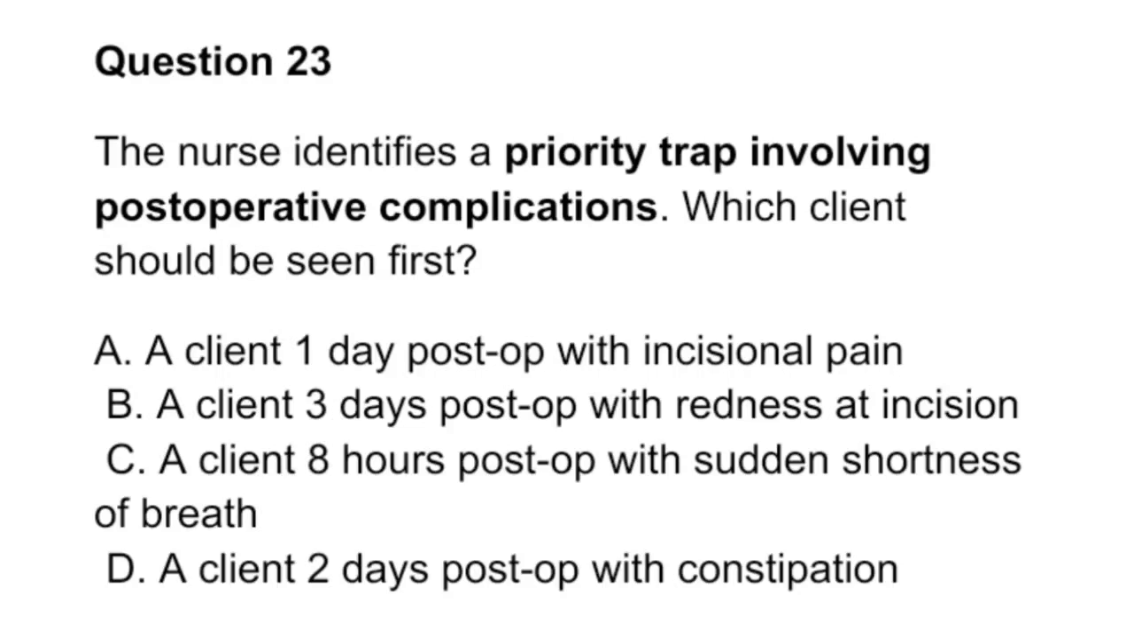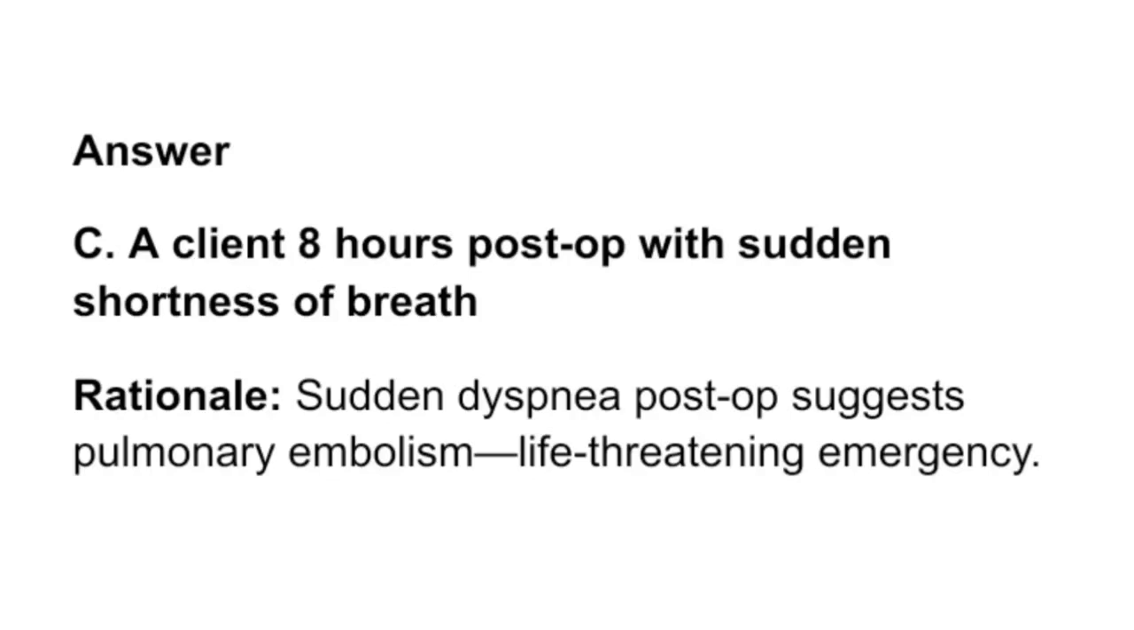Question 23. The nurse identifies a priority trap involving post-operative complications. Which client should be seen first? A. A client 1 day post-op with incisional pain. B. A client 3 days post-op with redness at incision. C. A client 8 hours post-op with sudden shortness of breath. D. A client 2 days post-op with constipation. Answer: C. A client 8 hours post-op with sudden shortness of breath. Rationale: sudden dyspnea post-op suggests pulmonary embolism, life-threatening emergency.